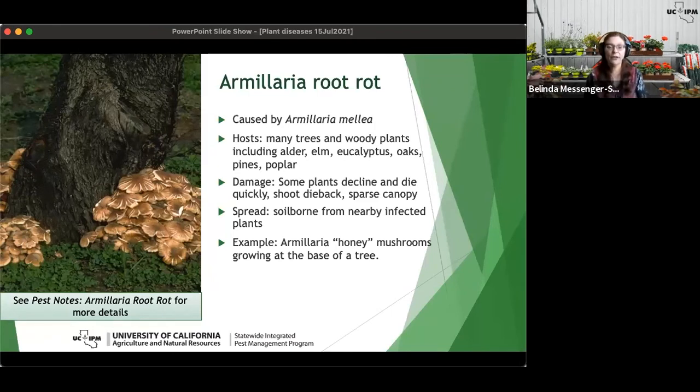Manage Armillaria by reducing tree stress and ensuring that the trees are in good condition. Don't over-irrigate, especially with native oaks.